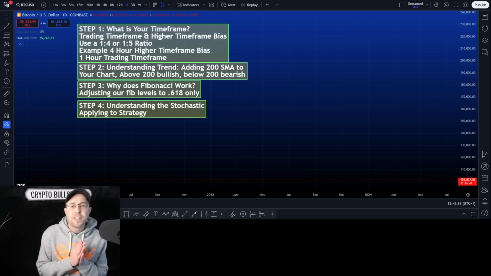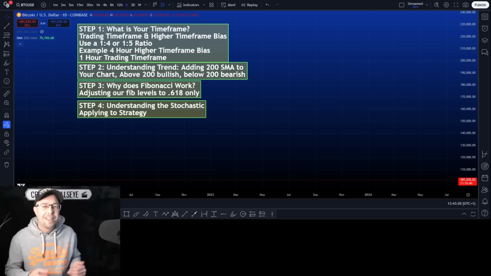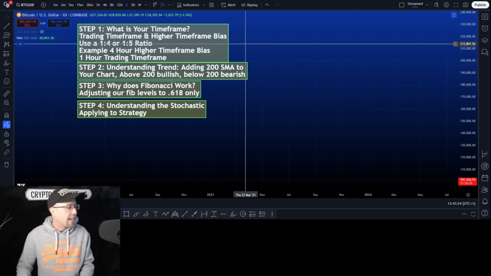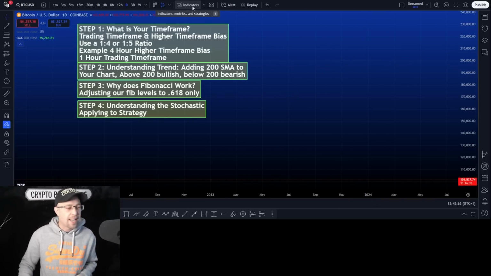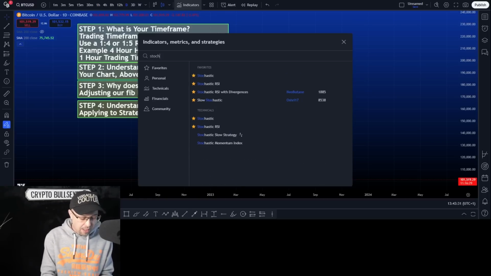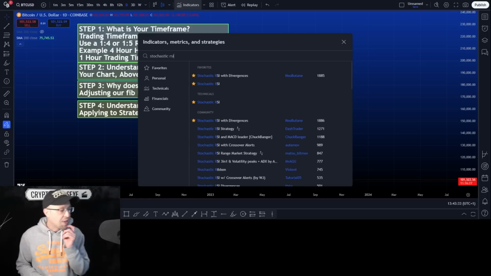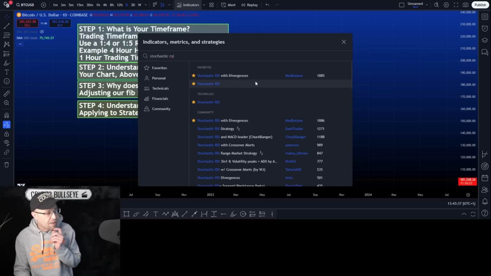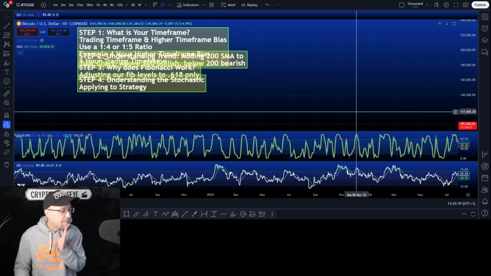So step 4, understanding the stochastic RSI. So stochastic RSI is a momentum indicator. And it's one of my favorite indicators. How you get that is you just go to the indicators at the top of TradingView and add in stochastic RSI. I've already got mine on there. So you click stochastic RSI and it'll come up and look something like this.